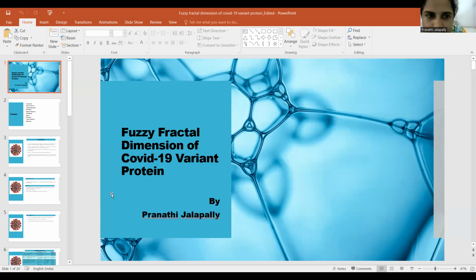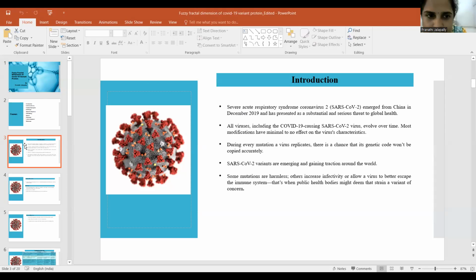Now, as we know, COVID-19 is called severe acute respiratory syndrome coronavirus 2, which emerged from China in December 2019 and has created a substantial and serious threat to global health. All viruses, including the COVID-19 SARS coronavirus, evolve over time, and these modifications have minimal to no effect on the viral characteristics. In a virus, during every replication, there is a chance that the genetic code won't be copied accurately, as a mutation is nothing but the addition, deletion, or substitution of amino acids that takes place in the virus.